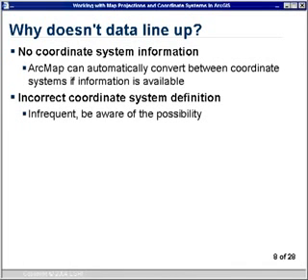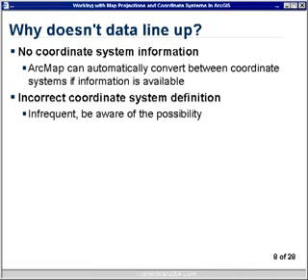So why doesn't data line up? There are two main reasons why that may occur. One is that there is no coordinate system information on the data itself. If the coordinate system information is available for a layer, ArcMap can automatically convert between coordinate systems. If the coordinate system information is not there, the data is simply displayed and cannot be reprojected. The other possibility, which is infrequent but definitely can happen, is that a data set may actually have an incorrect or wrong coordinate system definition.